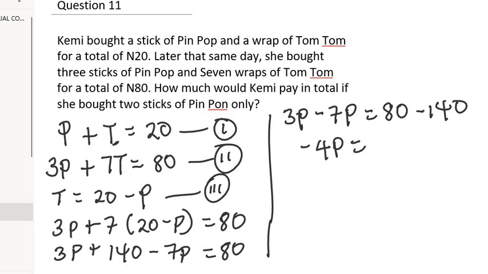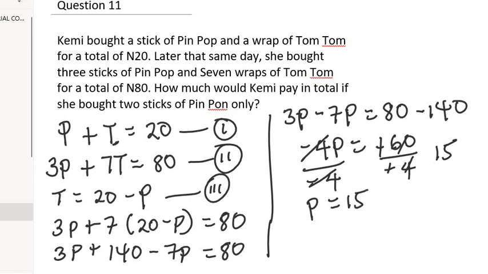What will it give us? It will give us minus 60. Now, to get p, divide both sides by minus 4. Minus 4 cancels minus 4. Minus cancels minus. 60 divided by 4 is 15. So p equals 15.